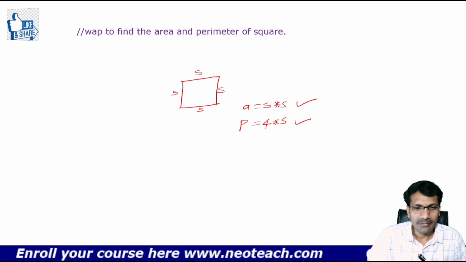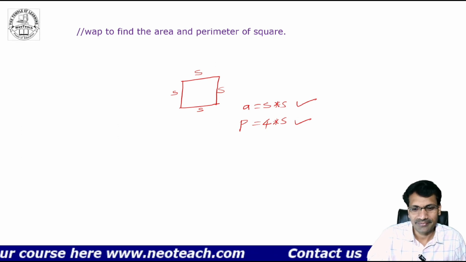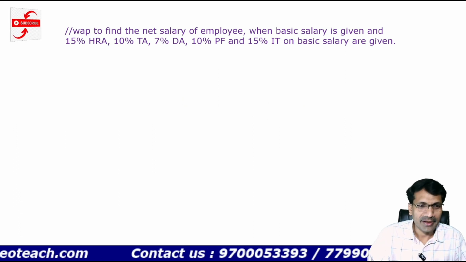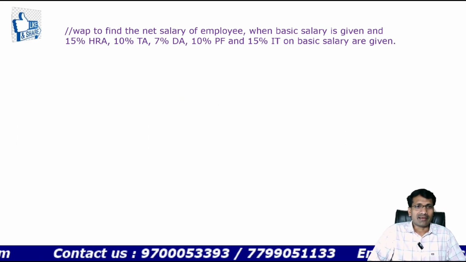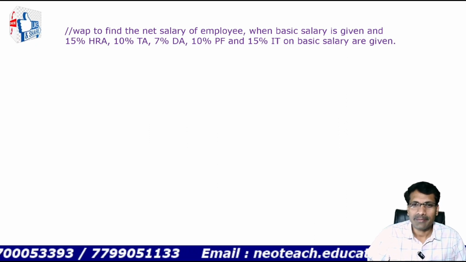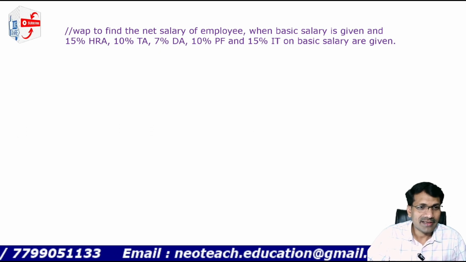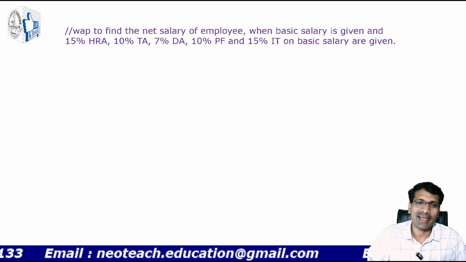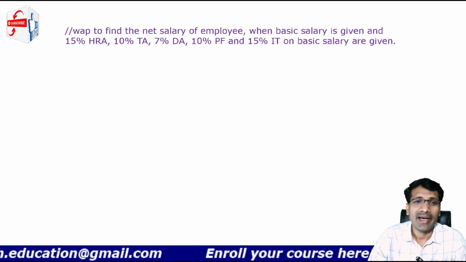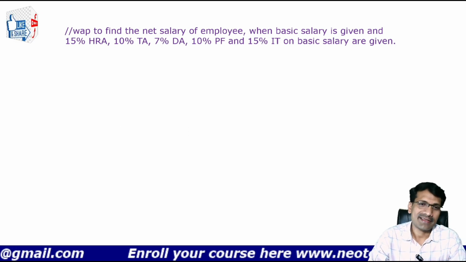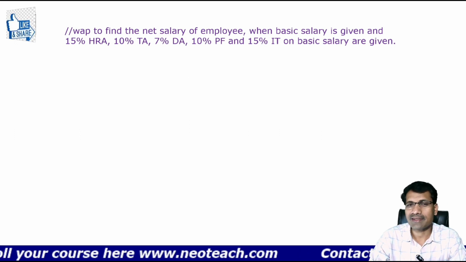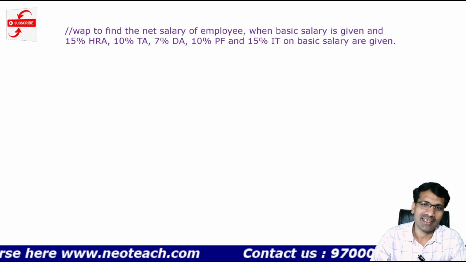Okay, if anybody has a doubt, just contact me. I will explain this. Next we will go for another program. See here, write a program to find the net salary of an employee when basic salary is given, and 15% HRA, meaning house rent allowance, 10% TA, traveling allowance, and 7% DA, dearness allowance, 10% PF, provident fund, and 15% IT, income tax on basic salary are given.